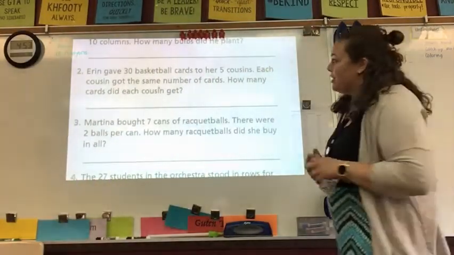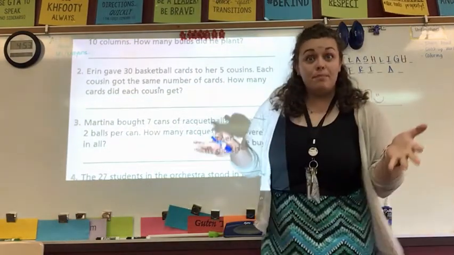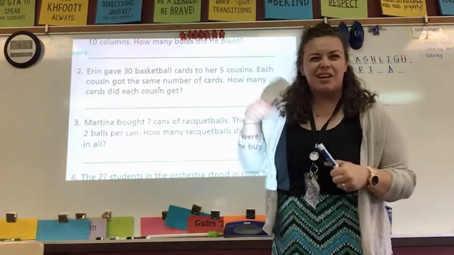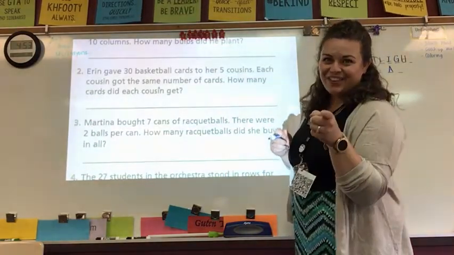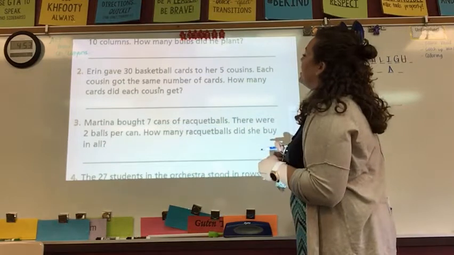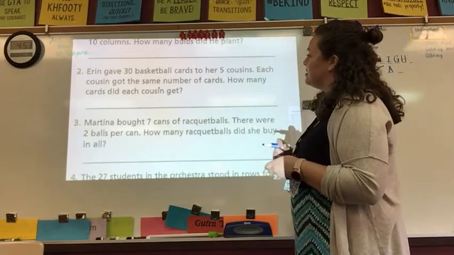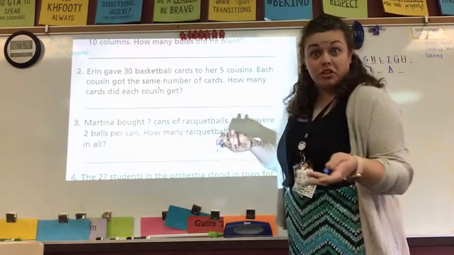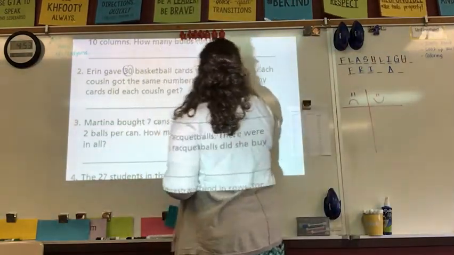Erin gave 30 basketball cards to her 5 cousins. I'm going to go ahead and pause after I read that first sentence and mark up some of my keywords. So I'm going to reread it one more time. Go ahead and read with me now. Erin gave 30 basketball cards to her 5 cousins. Okay, let's circle our numbers. 30 and 5.